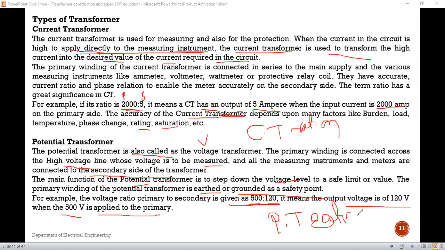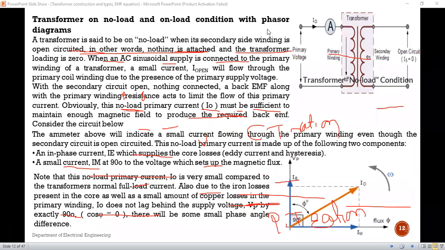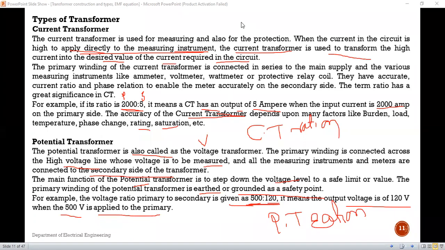Okay, CT ratio and PT ratio. According to the CT ratio and PT ratio, we are analyzing whether the output of that current transformer is 5 ampere when the primary current is 2000 ampere. Similarly, for the potential transformer, the output is 120 volt when the input is 500 volt. Okay, so these are the two transformers, the current transformer and the potential transformer. So this part we had left in the previous one, so we have taken it today.